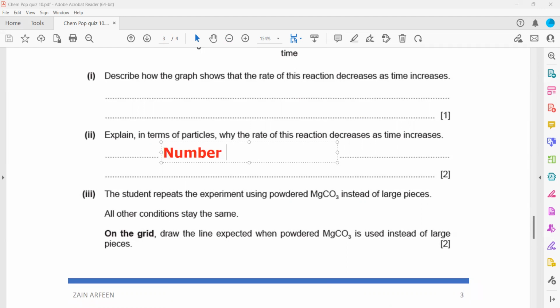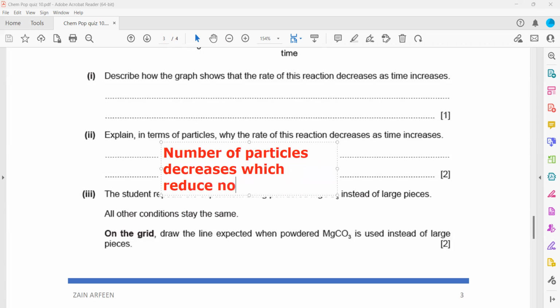So the number of particles, or reactant particles, you can say, decreases, which reduces the number of collisions and lowers the rate.